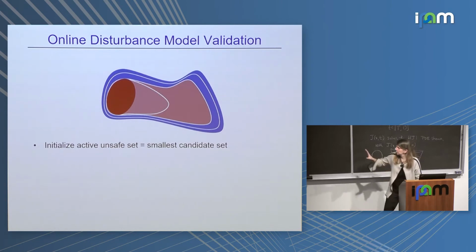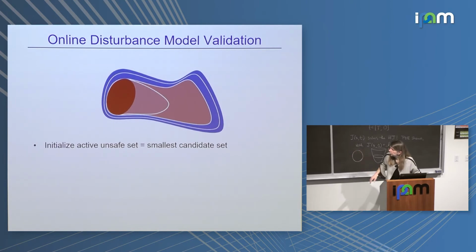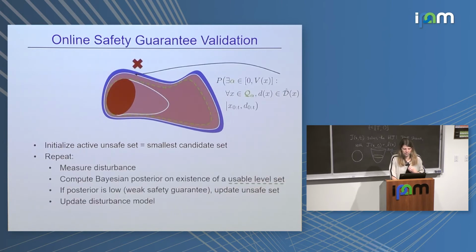And for this, I went back to that animation that we started with today, where we've got an unsafe region, we've computed its level sets, we've computed the value function and we have its level sets, including these super zero level sets. So we'll come back to that point. And then we start running the system. So we initialize the active unsafe set with the smallest candidate set. And then we repeat. We run the system and we collect data about the system.